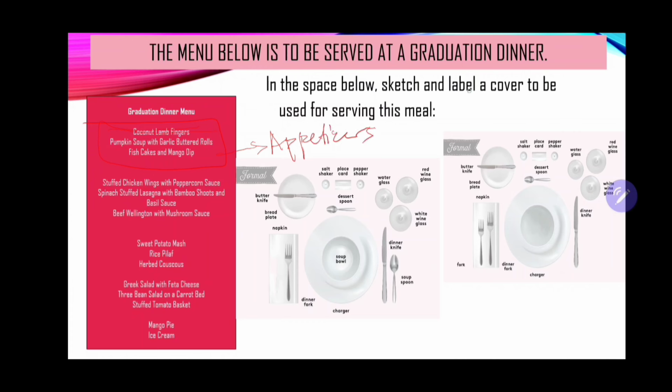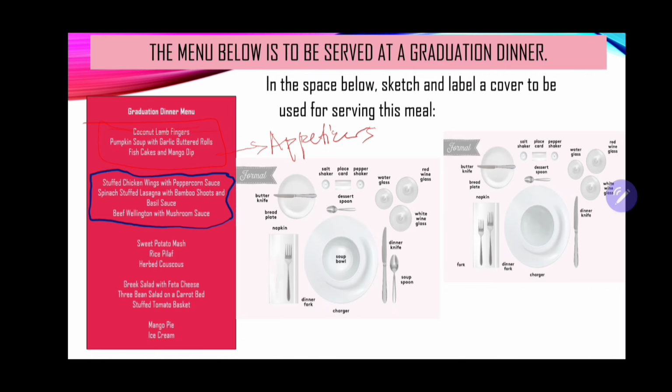So the next thing we're seeing here is stuffed chicken wings with peppercorn sauce, spinach stuffed lasagna with a bamboo shoot and basil sauce, and beef Wellington with mushroom sauce. Guys, all of this is your protein options, right? So your entree, your protein options. There are 3 options here. Like with the appetizer, you also have 3 options for protein dish, right?